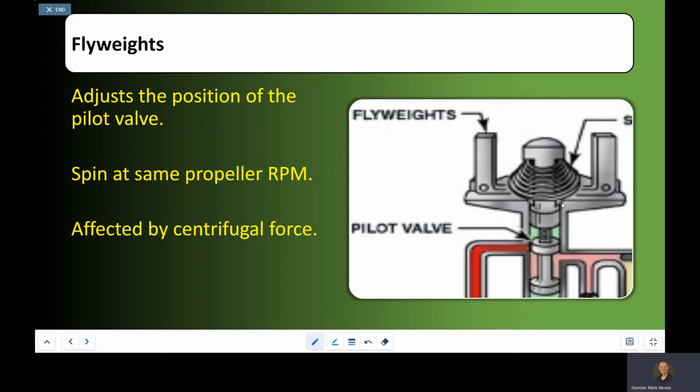Now the flyweights are connected to this critter called the pilot valve. We'll talk about that in a moment. But let's talk about these flyweights, because they spin at about the same RPM of the engine, or they're proportional to it. So as the RPMs of the engine change the speed, there's a different centrifugal force acting outward on those flyweights. So now we got two forces involved here.